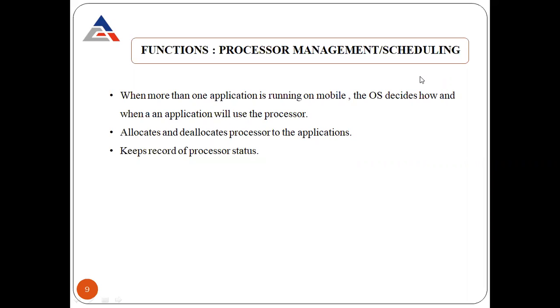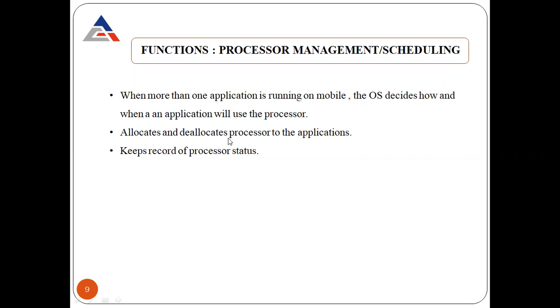The process that has the high priority is always accessed first, and if a low priority process is running, it will get stopped and the high priority one will start. So this is how process management and scheduling is performed in a mobile operating system. It allocates and reallocates the processor to the application. Again, if the priority of a process is higher than the running process, then the running process is deallocated and the high priority process is allocated the processor.